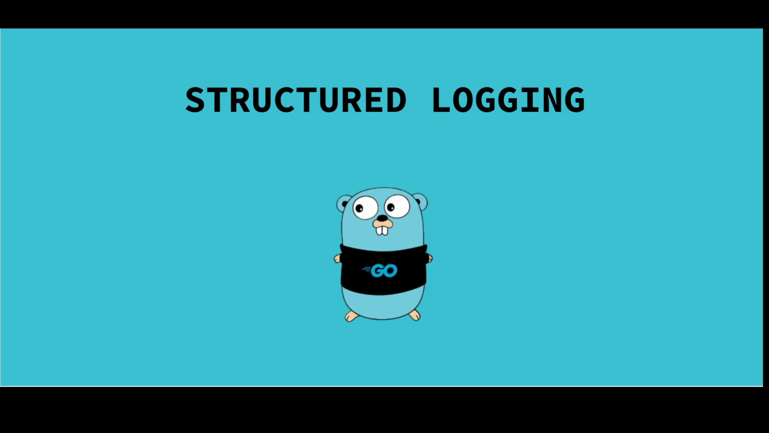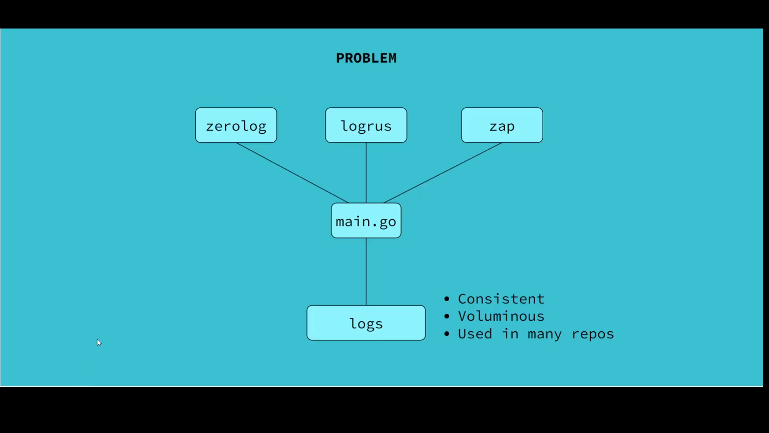Today's topic is structured logging in the Go programming language. Let's get started. So, what is the problem? The problem is that in Golang, before structured logging was introduced in the standard library, we had third party libraries like Zerolog, Logrus, and Zap. Zap is from Uber, and they provided structured level logging for Golang.